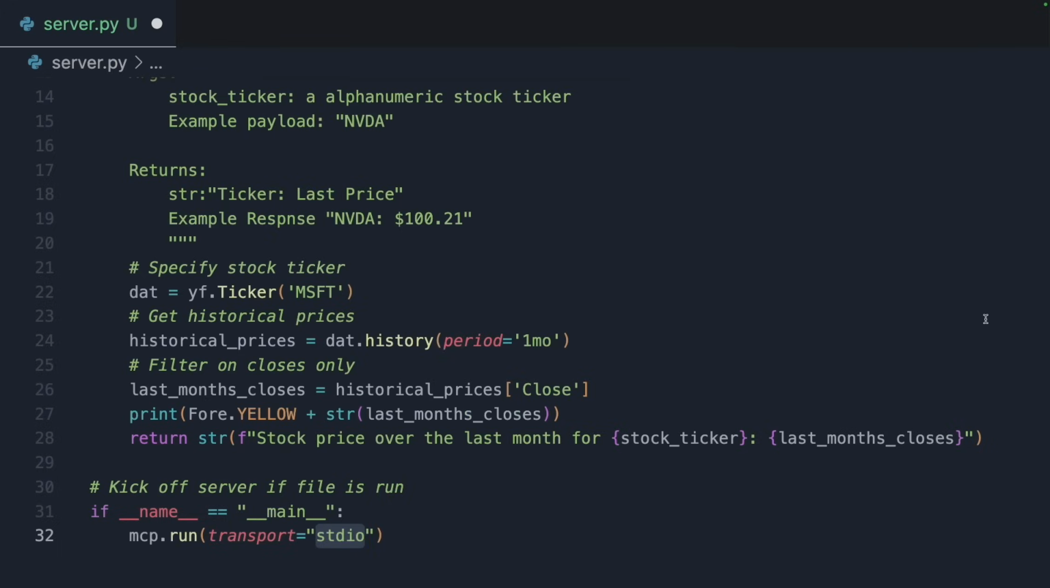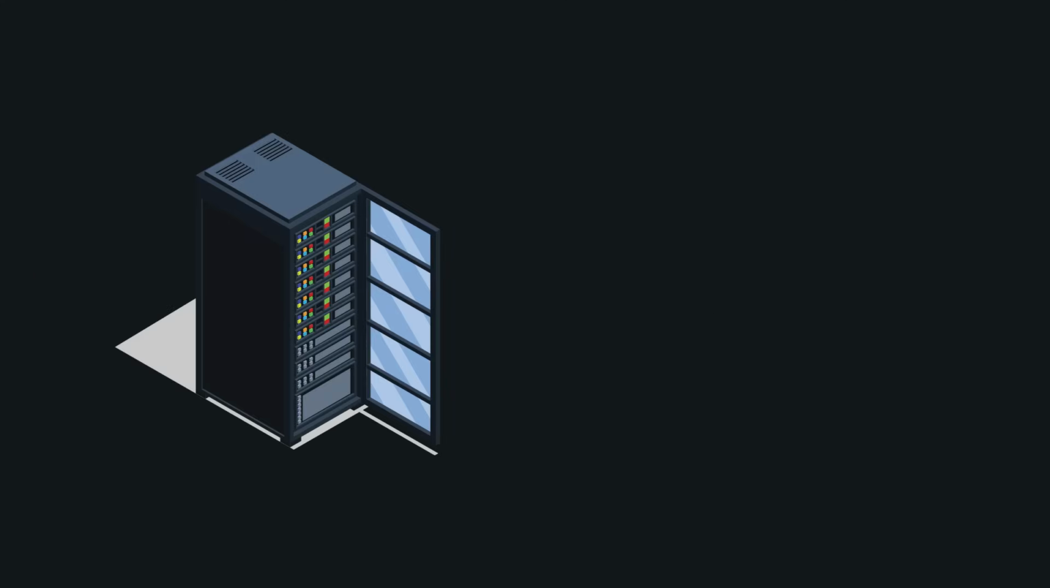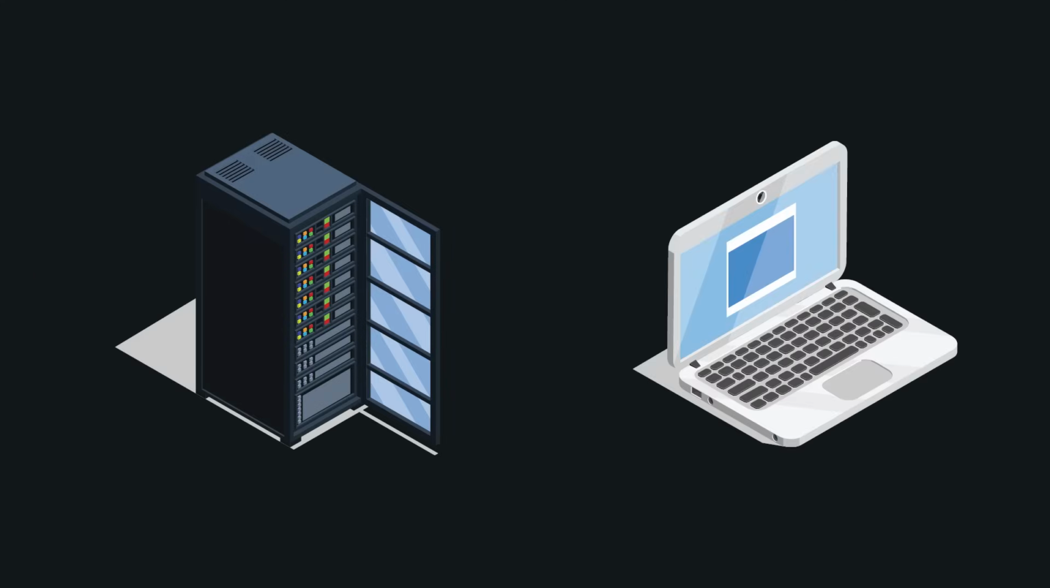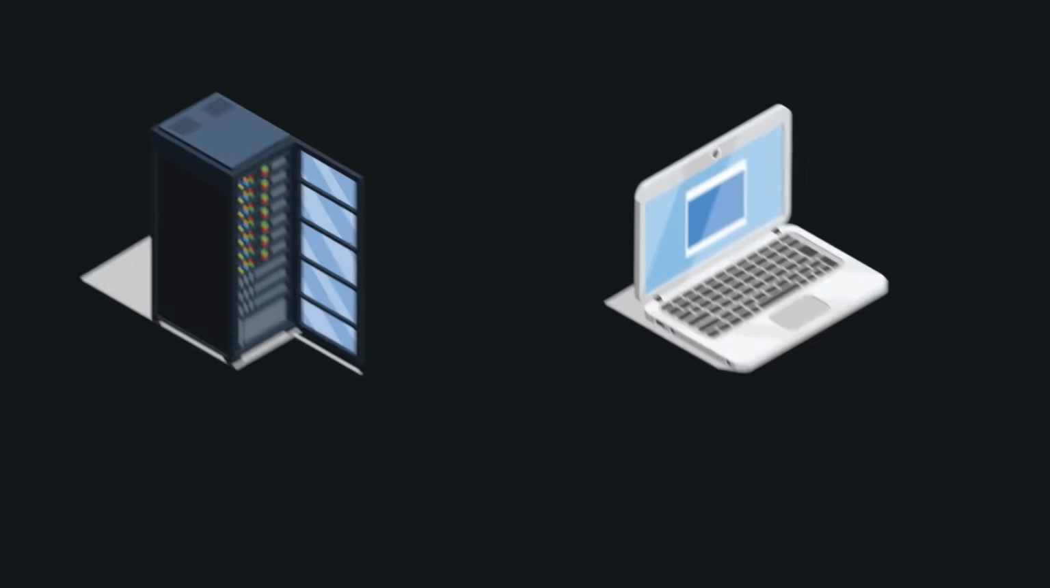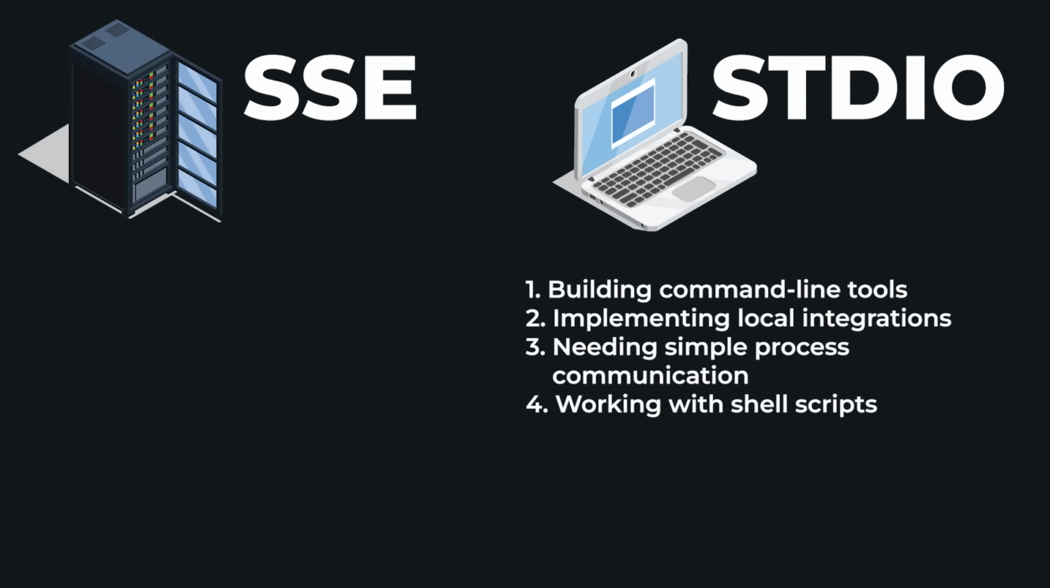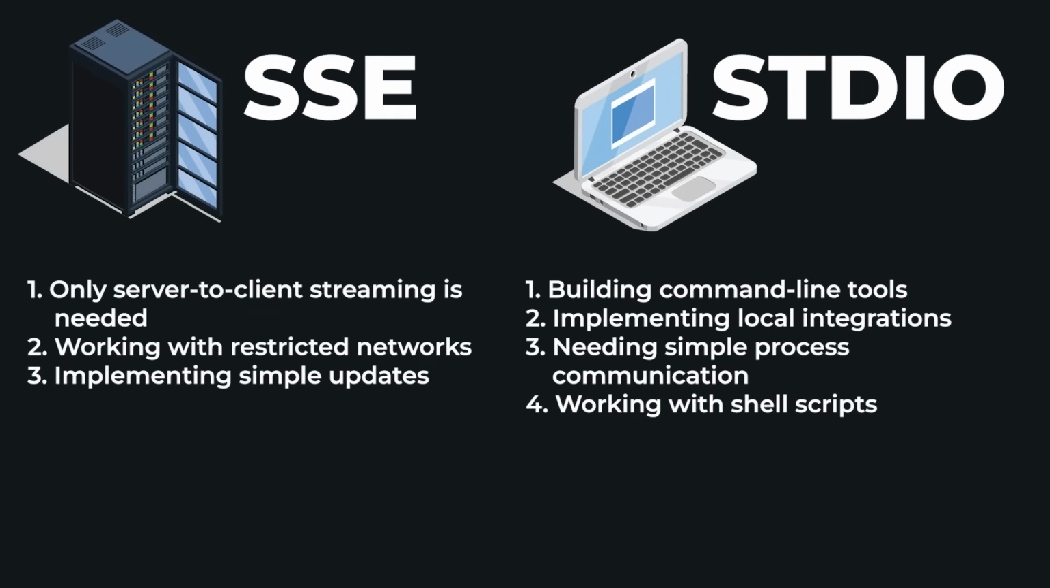In this particular case, we're going to be running mcp.run, and we're going to use the standard input output transport. There's 2 different transport modes, SSE or server sent events, and STDIO or standard input output. You'd use standard input output for these use cases or SSE for these use cases.